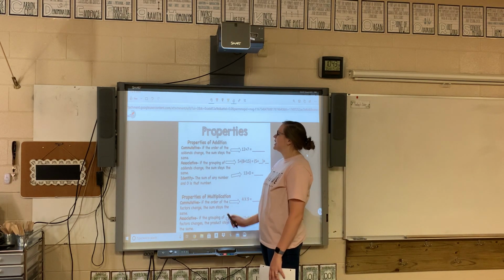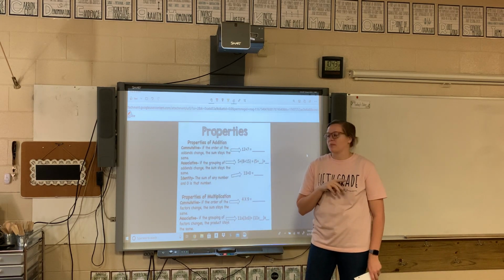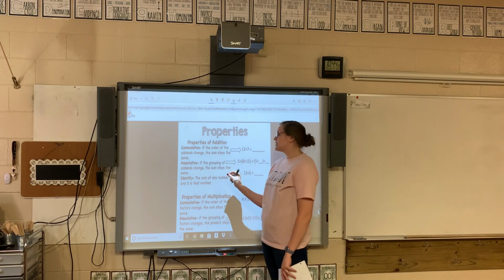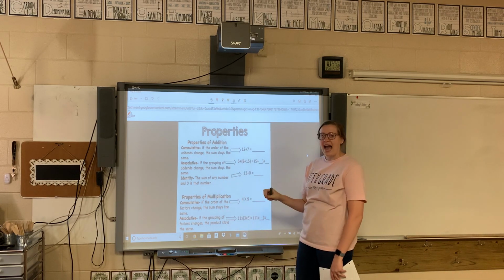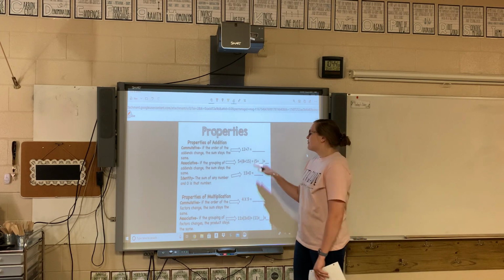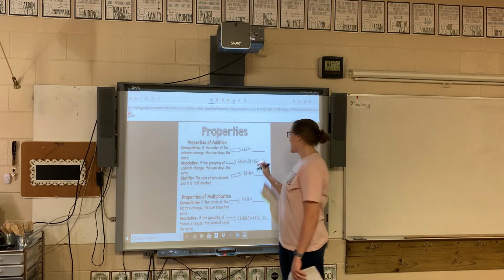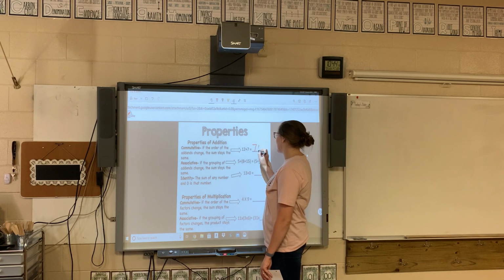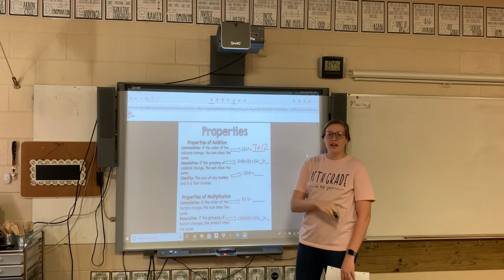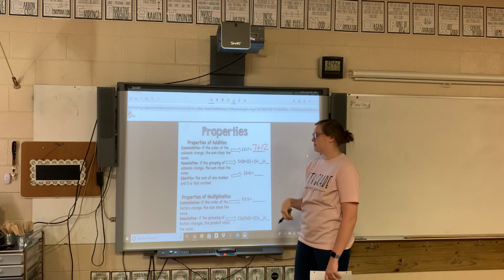When we are looking at properties of addition, there are three different ones we're going to talk about today. The first is commutative property, and that just means if the order of the addends change, the sum stays the same. So if we have the problem 12 plus 7, that's going to stay the same even if it's written as 7 plus 12. 12 plus 7 is going to give us the same answer as 7 plus 12.